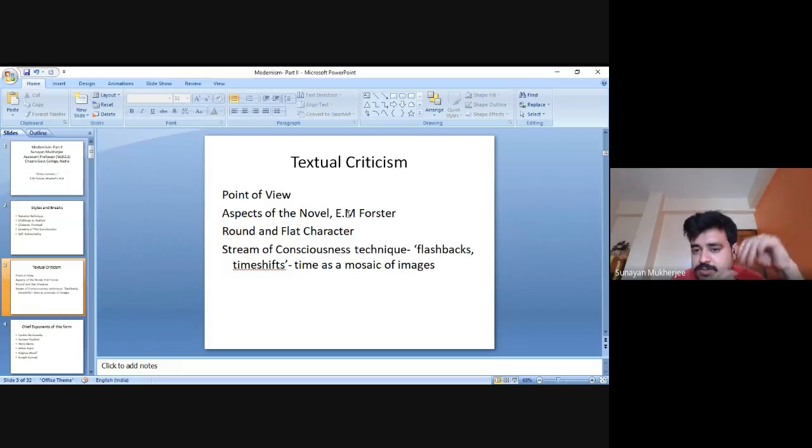Okay, the stream of consciousness technique, which involves flashbacks, time shifts, time as a mosaic of images. What I've said right now, the stream of consciousness. Okay, this is a term which was used by William James. Okay, he says that the mind is like a stream of ideas. Think very deeply about this. At this point of time, say 20th February at 12:25 p.m., if I ask a student, say X or Y, what exactly are you thinking at this point of time?